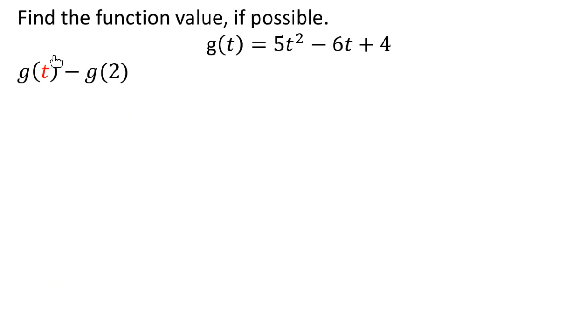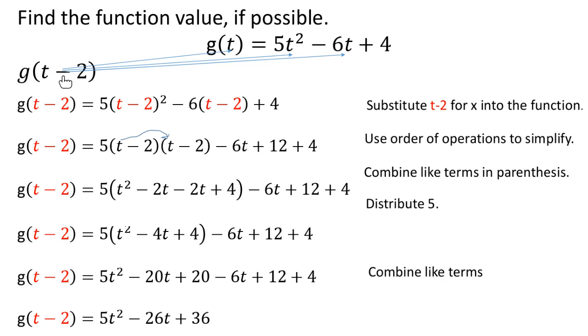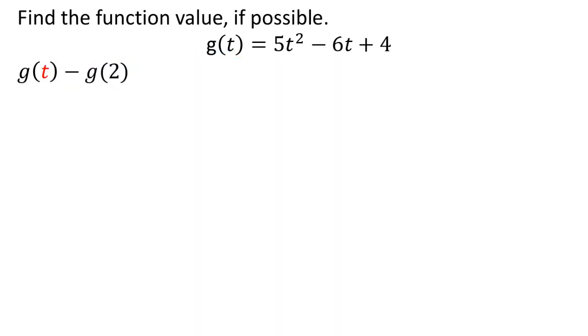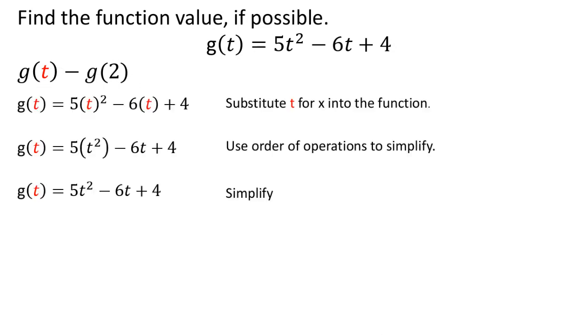Okay, so here we have it a little bit different. It almost looks like what we have here, t minus 2, but it does work a little bit different. So first we're going to do g of t, and then we'll apply g of 2. So for g of t, anywhere we see a t, we're going to replace it with itself, a t. So we're going to have 5t squared minus 6t plus 4. And if we simplify, then we end up with 5t squared minus 6t plus 4. In other words, this g of t is always going to be itself.